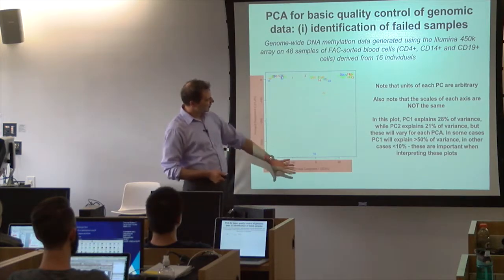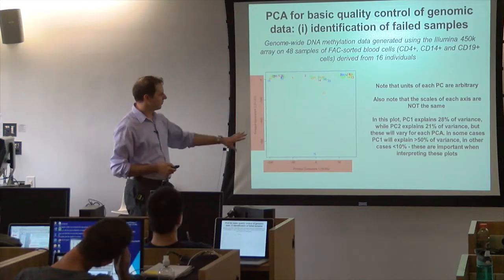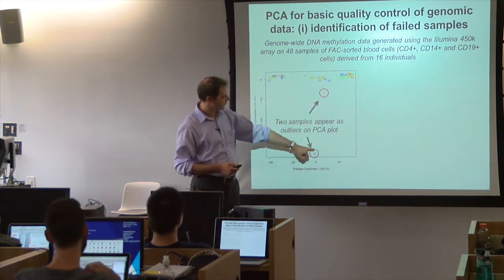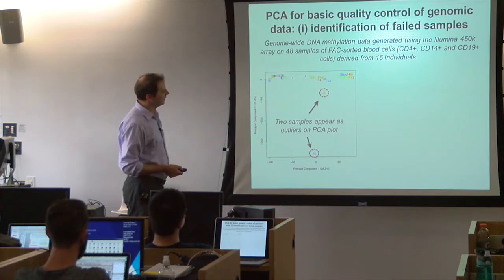But an important thing to bear in mind, therefore, is these scales are not the same. So this is explaining more variance than this one. But the main thing to notice is there are 2 strong outliers. This one's a minor outlier. This one's a really strong outlier.